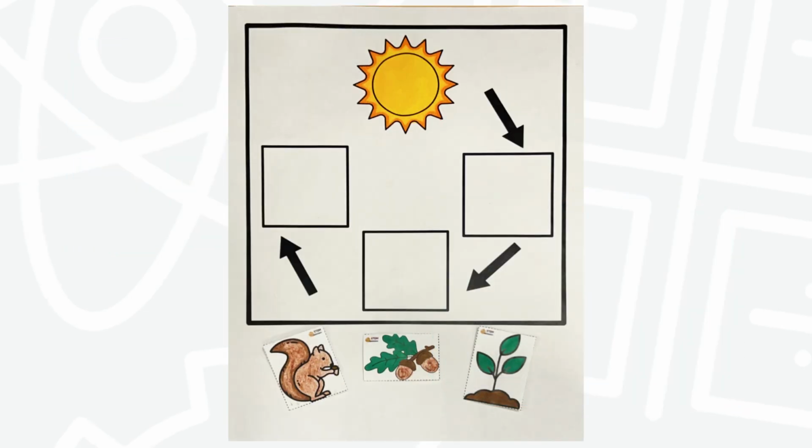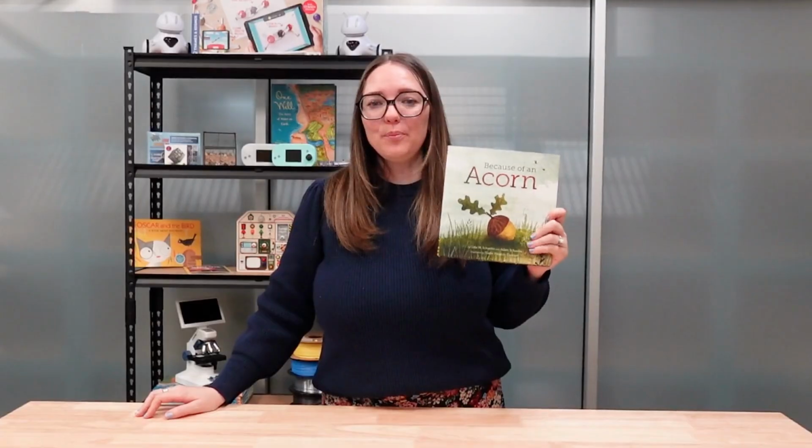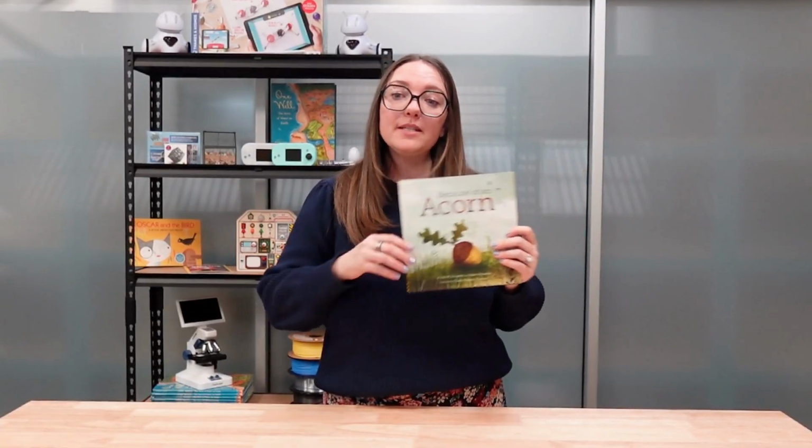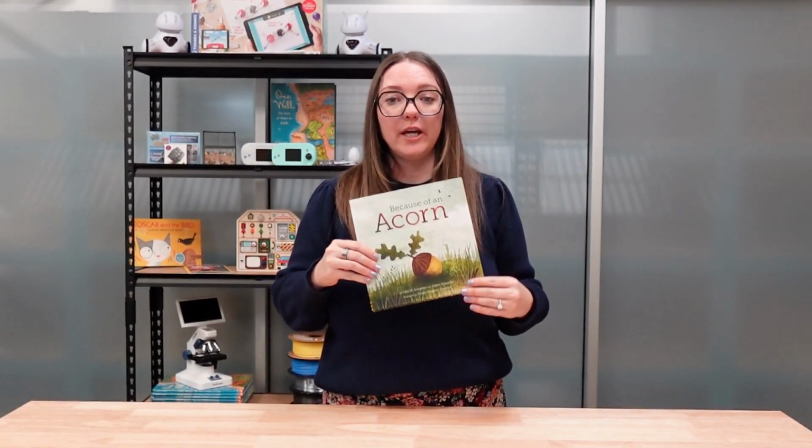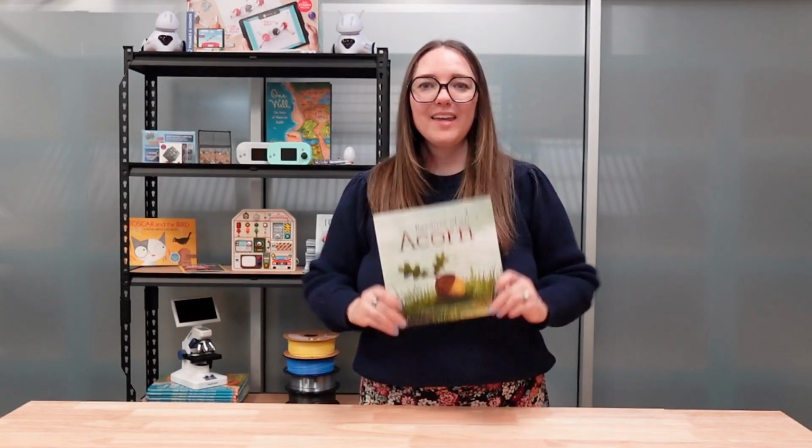First, help your child understand that there are different factors in the food chain: sunlight, plant, fruit, and animal. In the book, Because of an Acorn, it explains the many factors that make up a food chain and how they affect each other. Let's take a look.